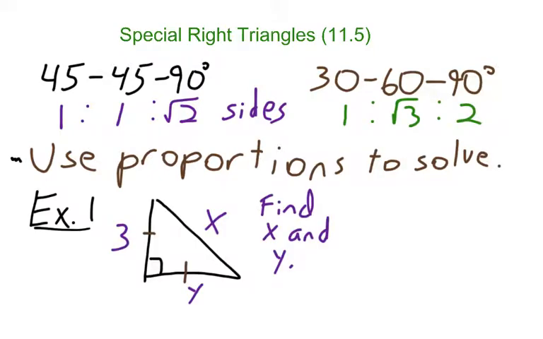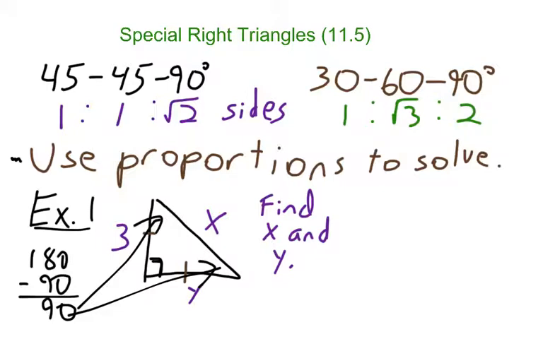Alright, example 1. If you could draw that with me, we have a right triangle, and it's isosceles. For an isosceles right triangle, I already know that I have a right angle of 90, and the whole triangle adds up to 180 degrees. So if I do 180 minus 90, I have 90 degrees left over for these two angles. They're going to be identical because this is an isosceles right triangle, so those are going to be 45. I'll fill that in. This angle is 45, this angle is 45.